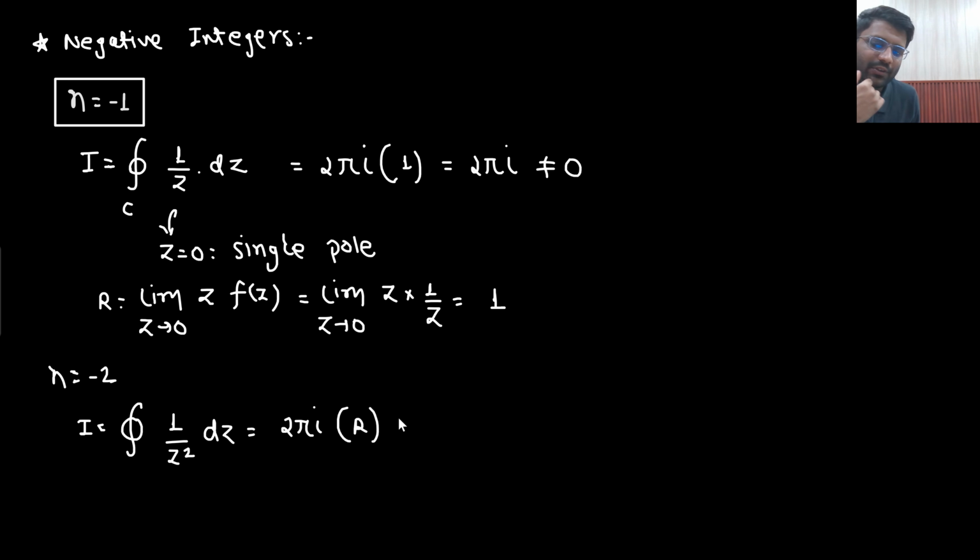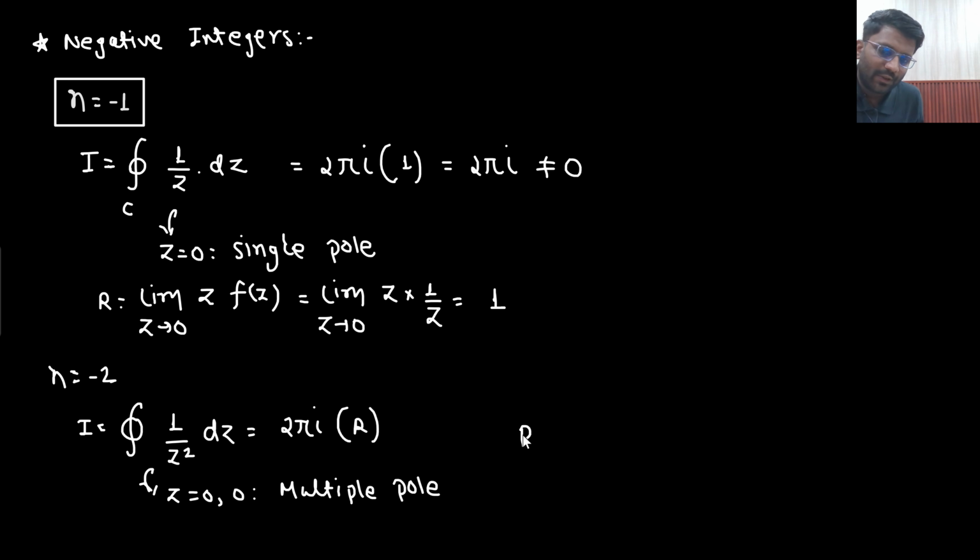And here there is only one residue, no? So instead of writing sum of residue, I am directly writing R. Where is the problem? The problem will be at z equals 0, which is a multiple pole.